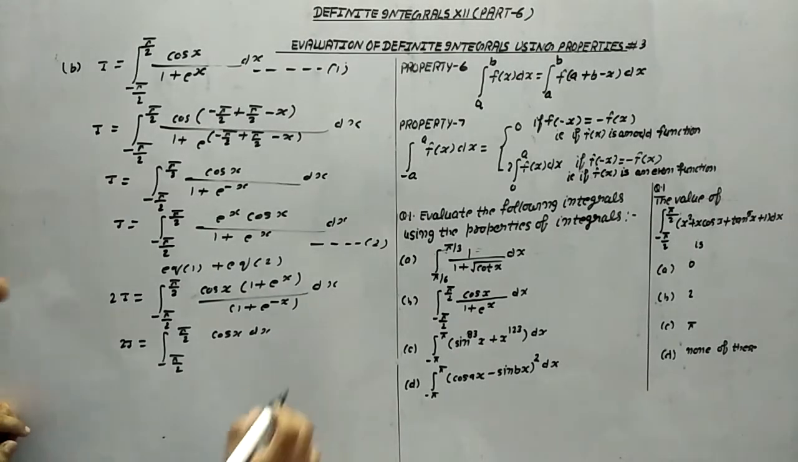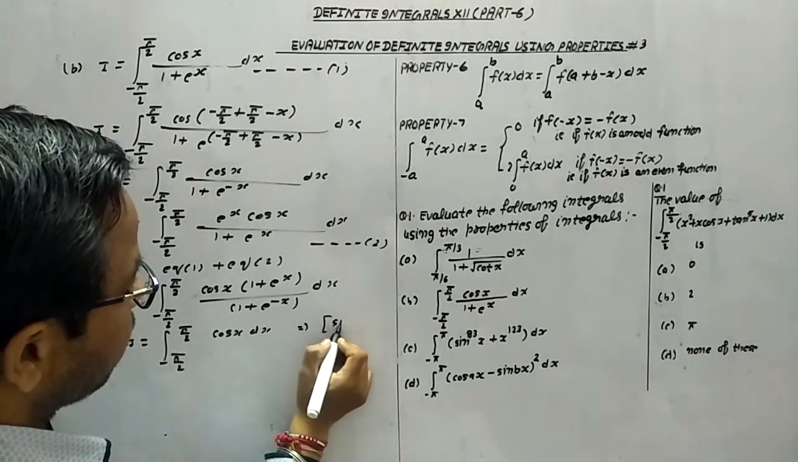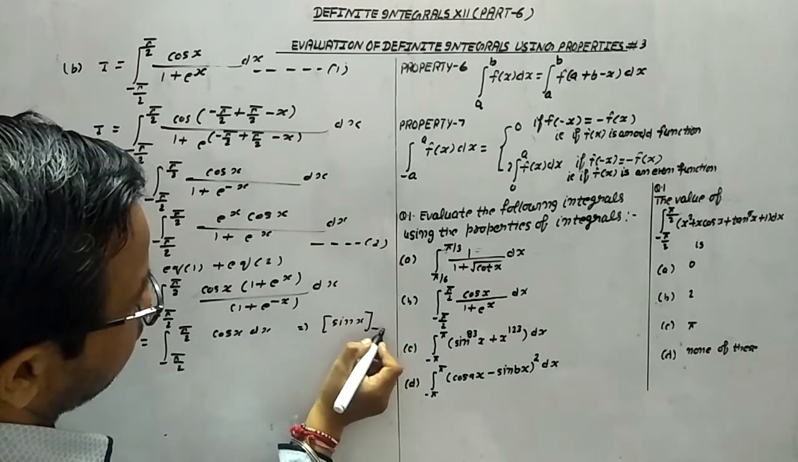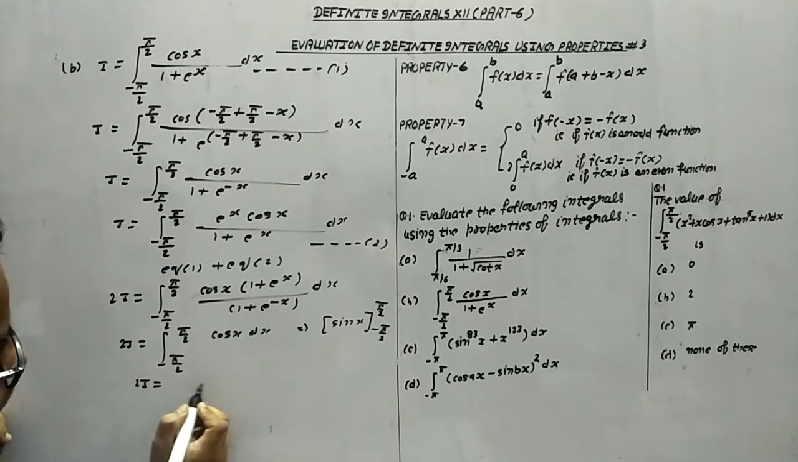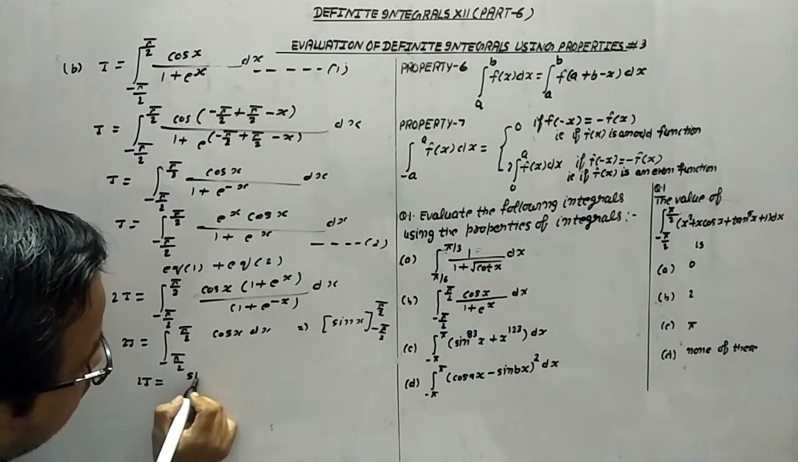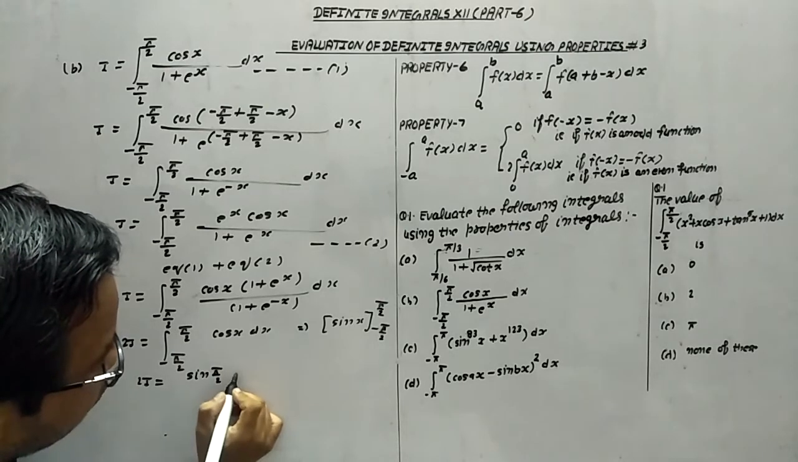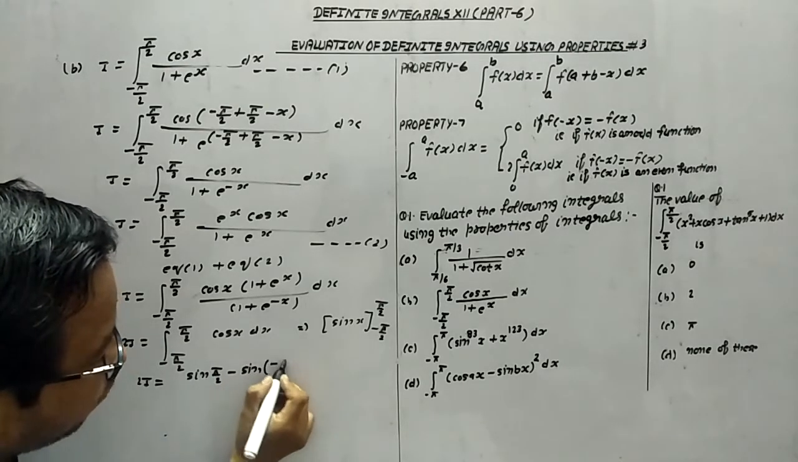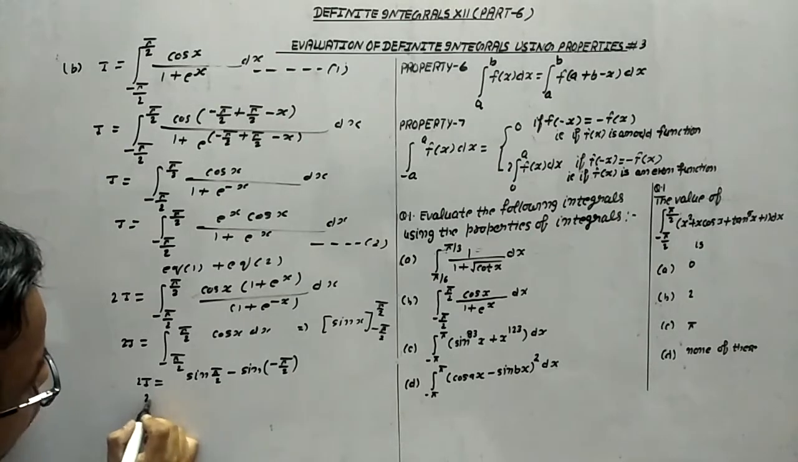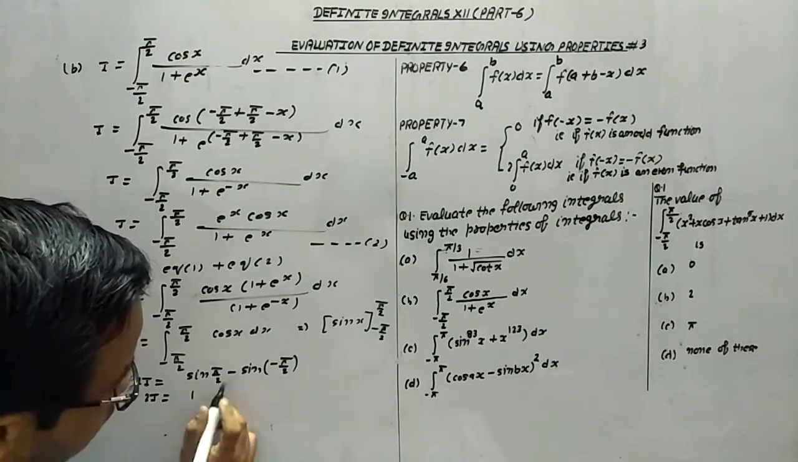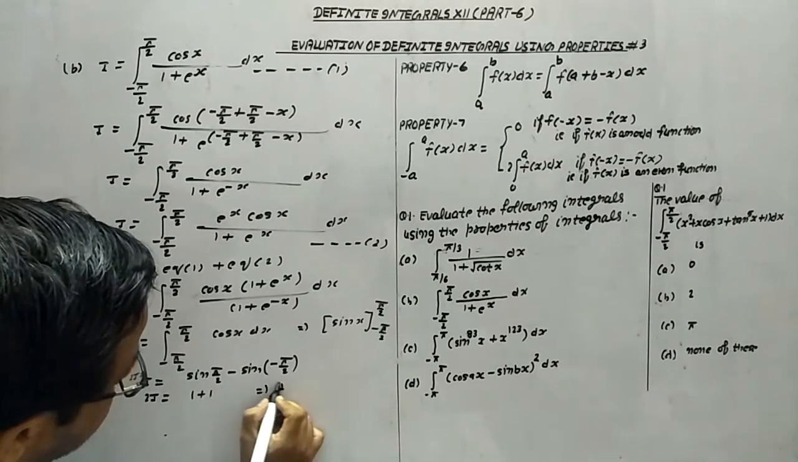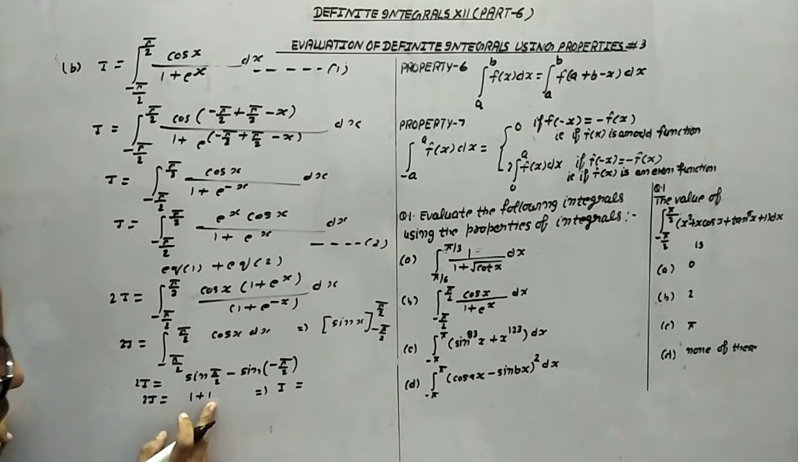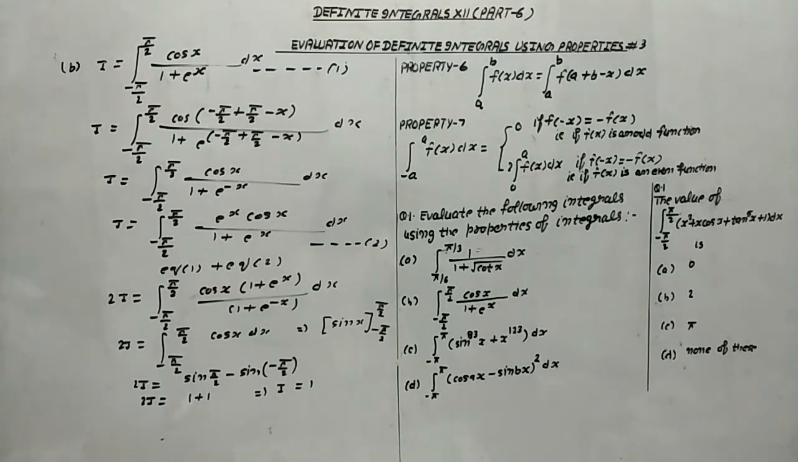What is the integration of cos x? Sin x. It implies this is sin x with limits minus pi by 2 to pi by 2. Now after putting the limits, 2I equals sin 90 minus sin of minus pi by 2. It means 2I equals sin 90, which is 1, and minus minus becomes plus, and sin 90 is 1. It implies that I equals 2 upon 2, which cancels out. It means I equals 1, and this is the answer.